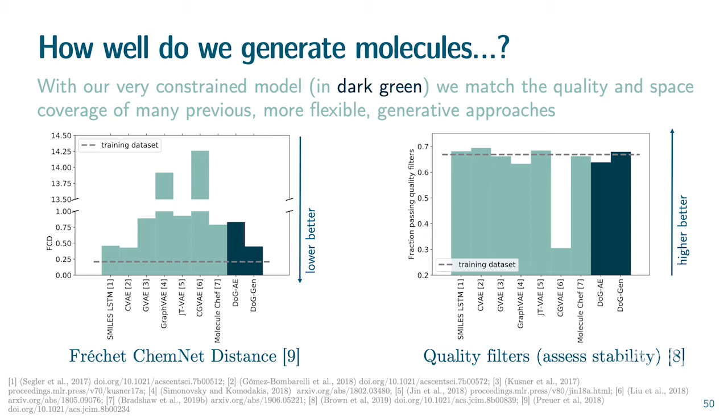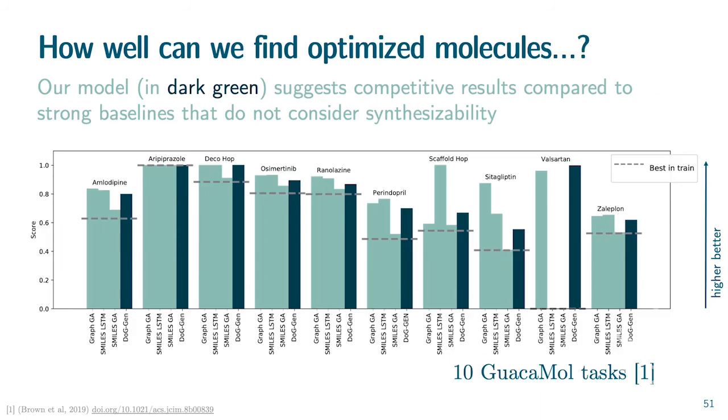In terms of quantitative benchmarks, we mainly assess our model in two settings: sampling and optimization. Firstly, when assessing our model on sampling benchmarks, we see that we can match the chemical space coverage of several previous generative approaches. This is despite our model being constrained to generate synthetic molecules, whereas many of these previous approaches do not have this constraint.